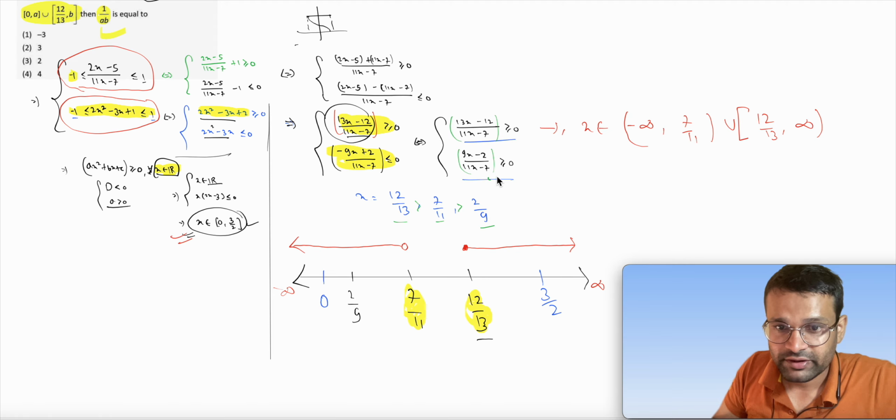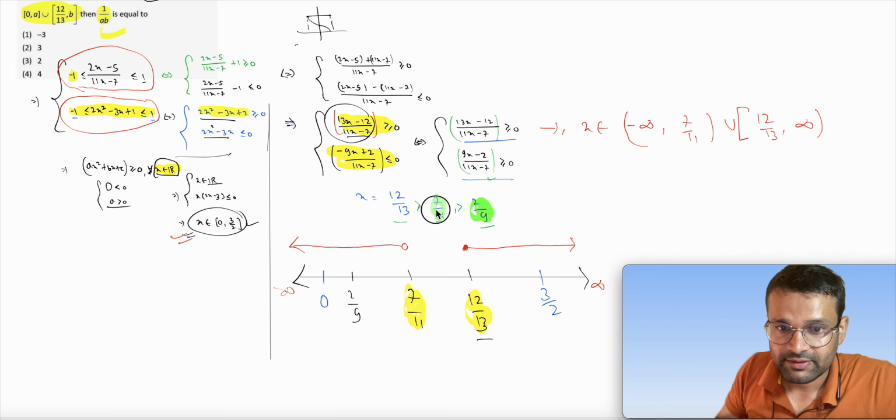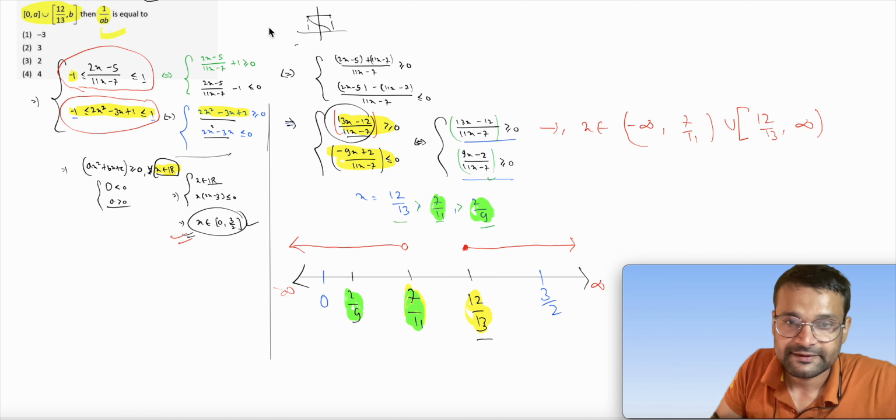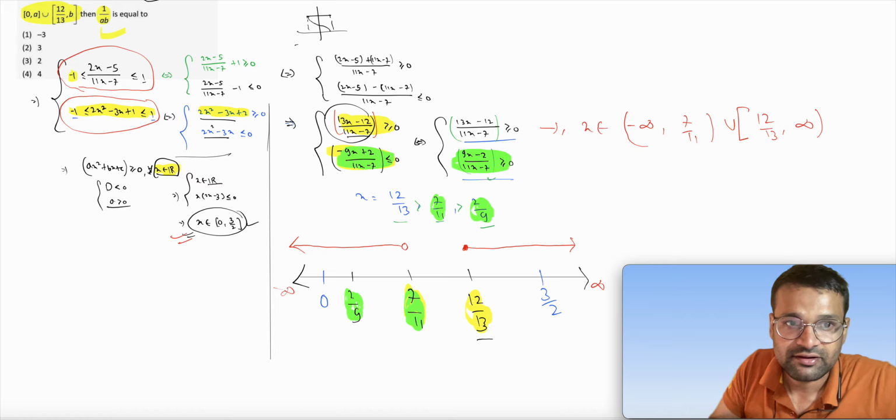Now we do the next part, where the critical points are 2 by 9 and 7 by 11. 7 by 11 is common in both cases because the denominator was the same in both inequalities. So we can take any value greater than 7 by 11 and put it in this inequality, no, this inequality, not this one, because I used multiplication by minus. This is our final inequality. Wait, let me remove the green sign.